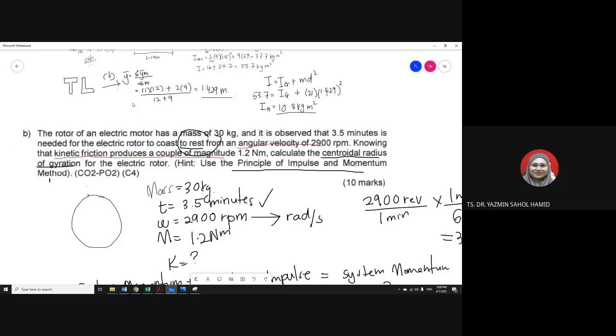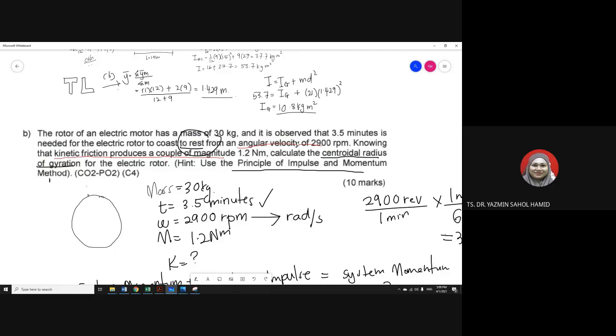Okay, soalan ni dia tak bagi diagram, so kita kena lukis diagram tu sendiri. So kalau ada soalan tak ada diagram, you kena lukis. Walaupun dia tak bagi, lukis je lah apa yang you rasa betul. So kalau dalam soalan ni rotor of an electric motor, kita anggaplah electric motor tu bulat. So dia ada mass 30 kilogram and it is observed that 3.5 minutes is needed for the electric rotor to coast to rest. So dalam masa 3.5 minit dia akan rest. Okay. From an angular velocity of 2900 rpm.